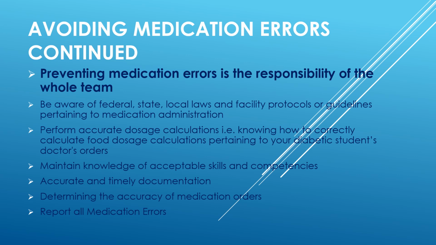Avoiding medication errors. Preventing medication errors is the responsibility of the entire team. Be aware of the federal, state, and local laws and facility protocols or guidelines pertaining to medication administration. Perform accurate dosage calculations. Maintain knowledge of acceptable skills and competencies. Accurate and timely documentation, determining the accuracy of medication orders, report all medication errors.